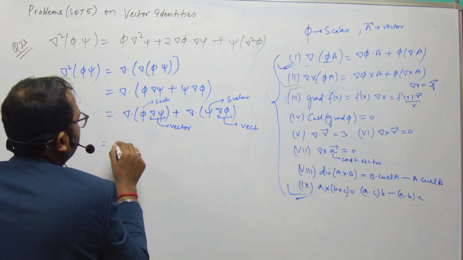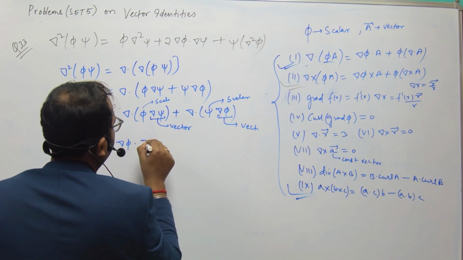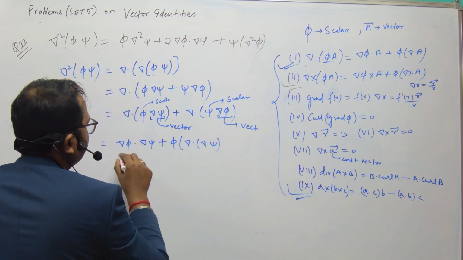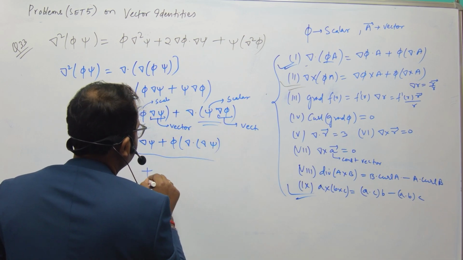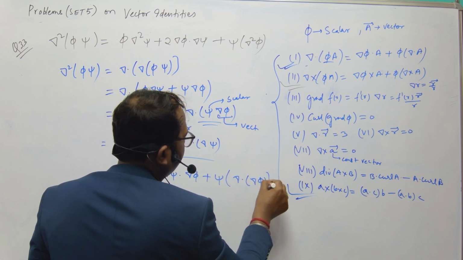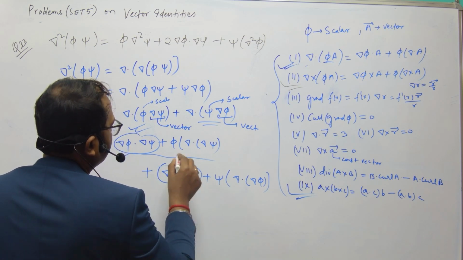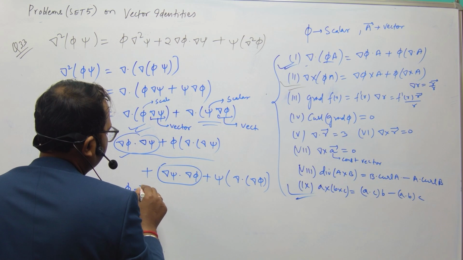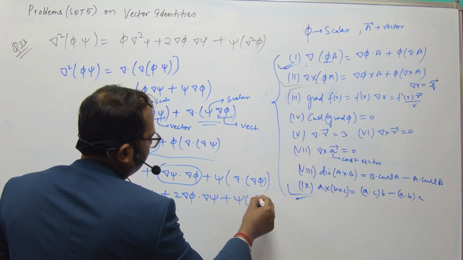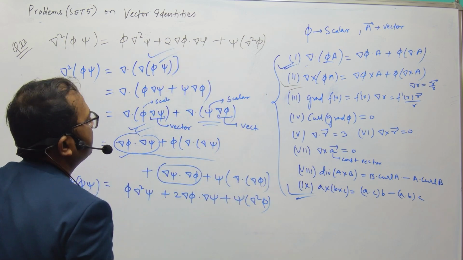Let us apply this. This is equal to del phi dot del psi plus phi times del dot del of psi. This is the expansion of the first term. Now let us expand the second: del psi dot del phi plus psi times del dot del of phi. The two cross terms are the same. So this is phi times del square psi plus 2 times del phi dot del psi plus psi times del square phi, which is equal to del square of phi psi. That is the solution of question number 33.